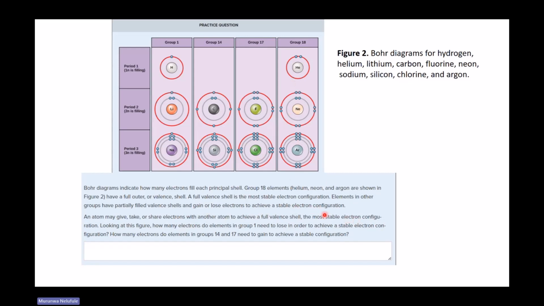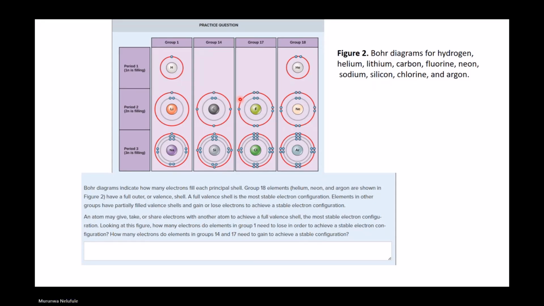Group 14 and 17, in order for them to have a stable configuration, they need to gain electrons in order for them to be stable. Group 1, for it to be stable, it needs to lose electrons in order for it to be stable. So group 1 needs to lose. Group 14 and 17, they need to gain electrons. The question now is how many does group 1 need to lose? And how many do group 14 and 17 need to gain?